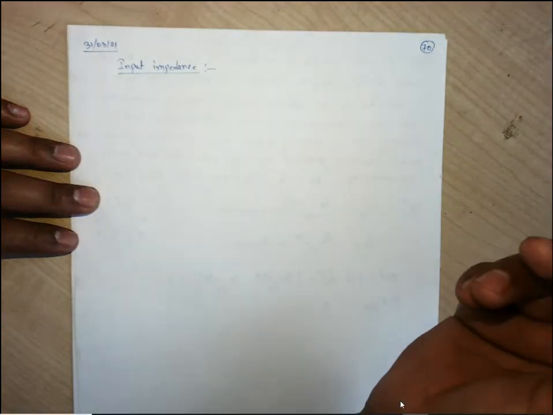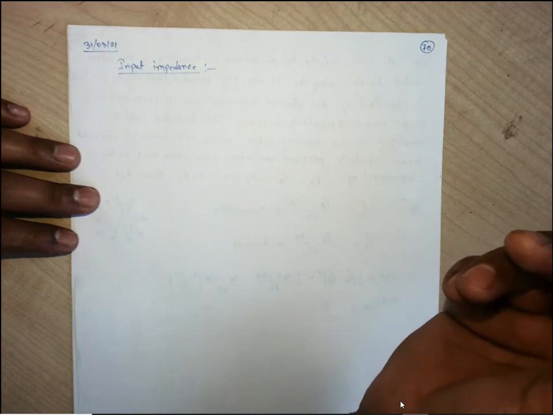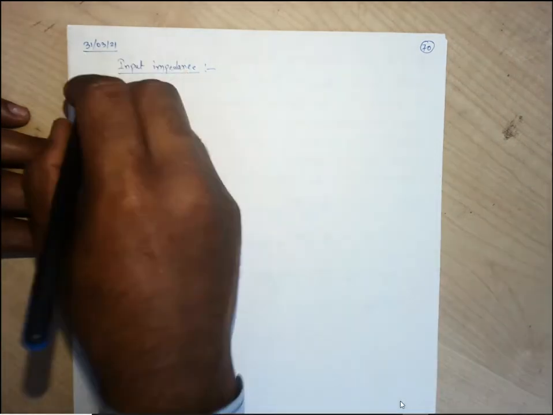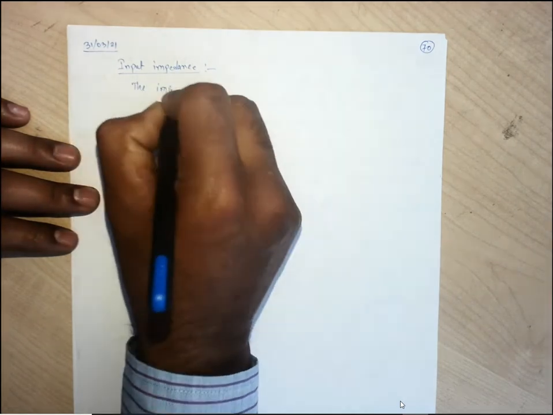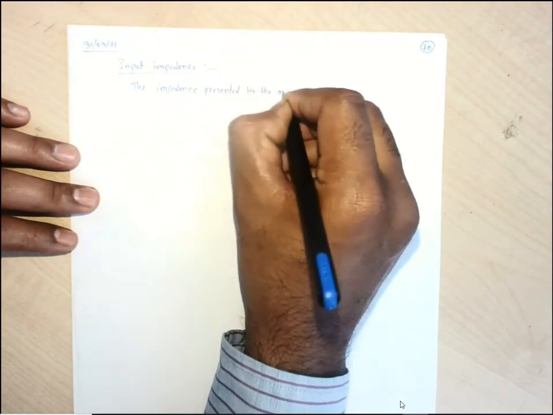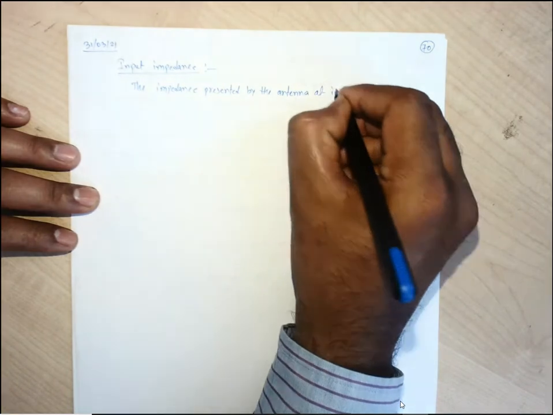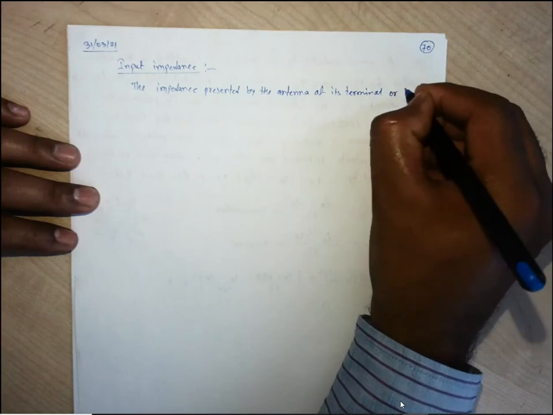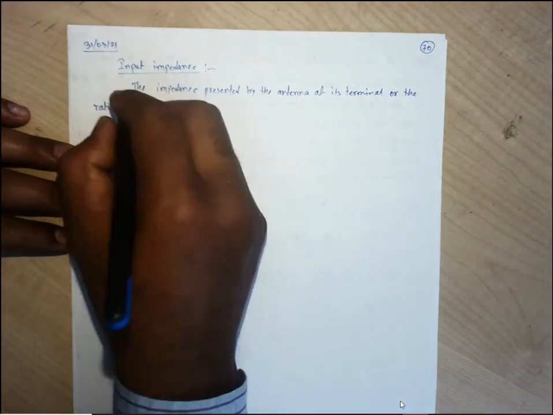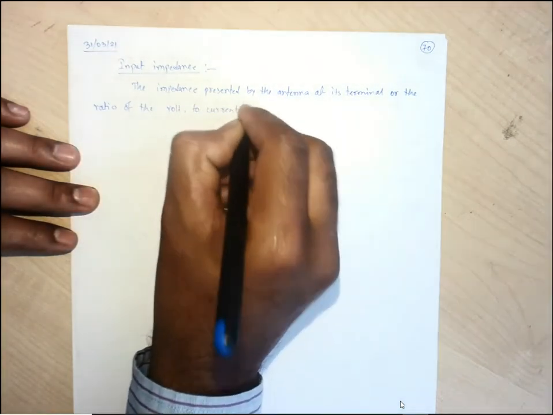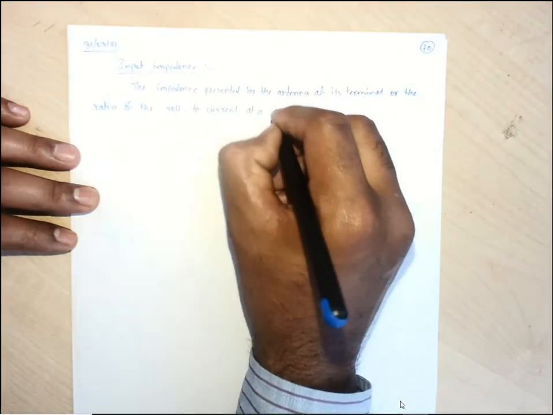Okay, so this is the impedance presented by an antenna at its terminal, or we say the ratio of voltage to current at a pair of terminals. The impedance presented by the antenna at its terminal. Terminal means the input side, or the ratio of the voltage to current at a pair of terminals.